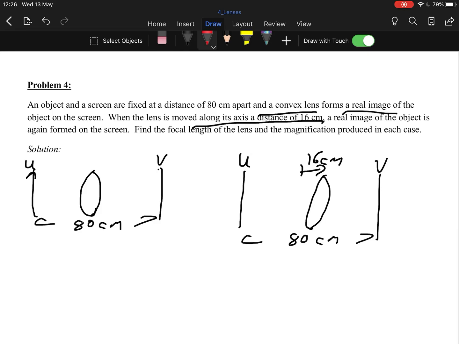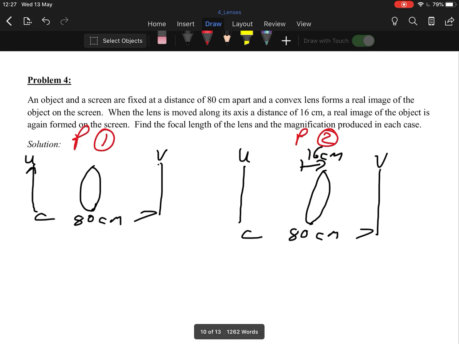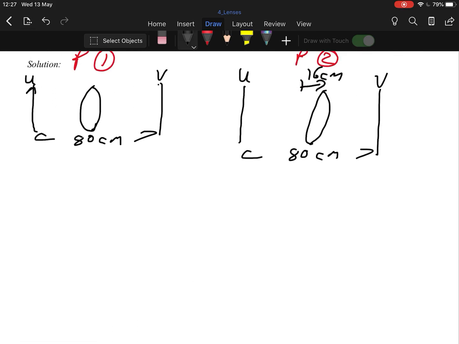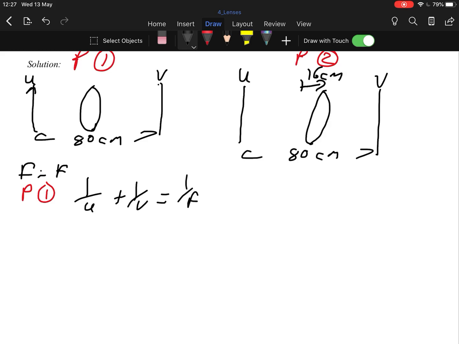Okay? So I'm going to call this P1 and I'm going to call this P2. Position 1, position 2. Okay? All right. So what I'm going to say here is F is the focal point. So F equals F. So for P1, all right, it's a real image. So 1 over u plus 1 over v equals 1 over f. Okay? That's basically it, really, isn't it? That's all we have. Okay, and we can say v plus u equals 80 centimeters.